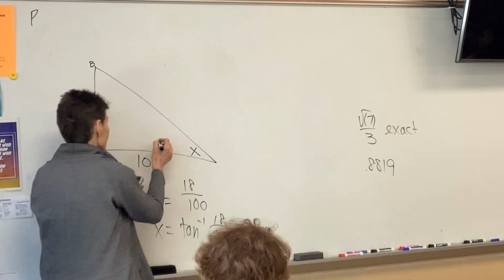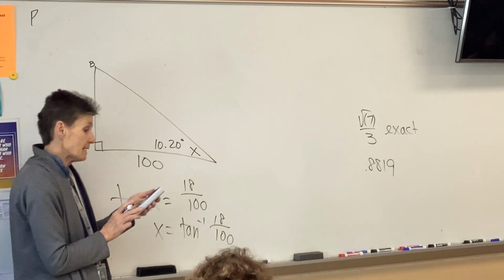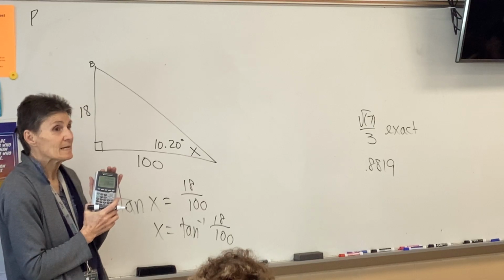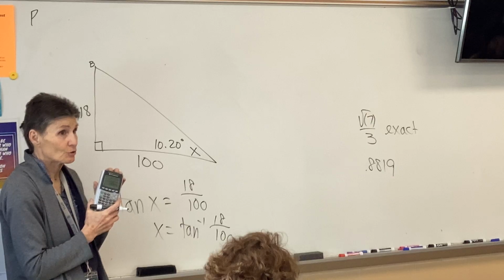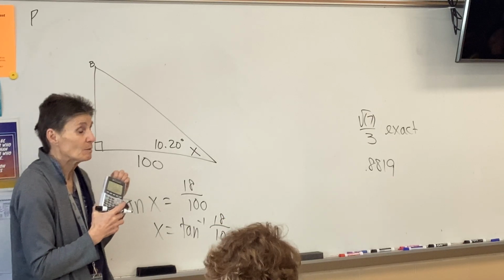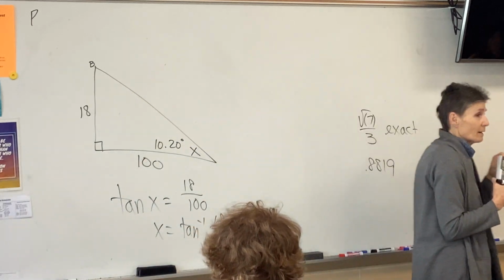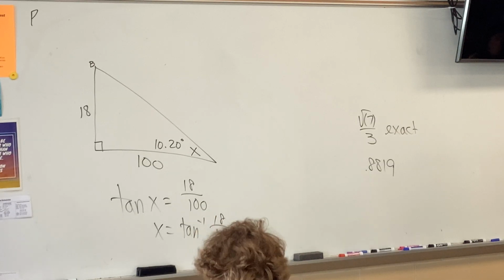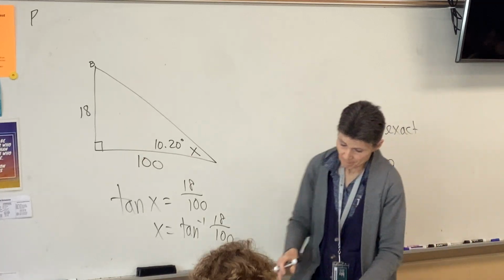And you should get 10.20 degrees. Did anybody get 0.178? 0.178 is a radian, so you'll want to go back to mode and change your calculator into degrees. We want to answer this in degrees. All right, did you get 10.2 out of that time? All right, friends, next problem.